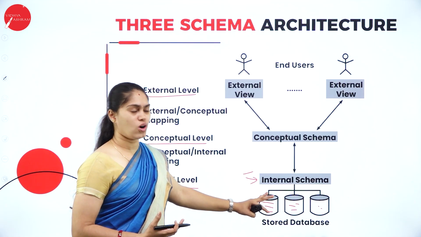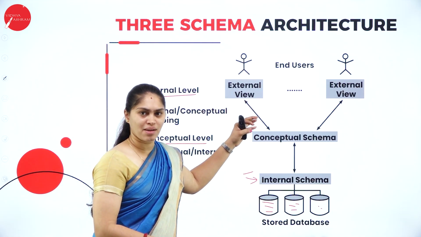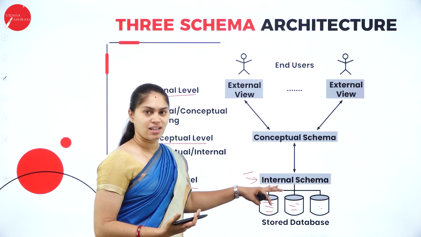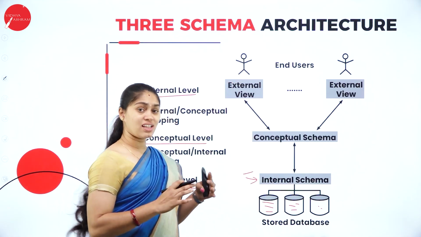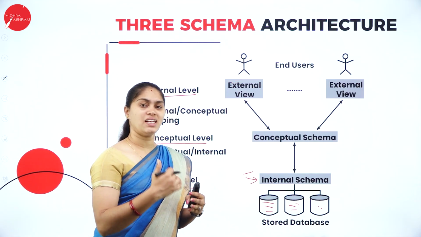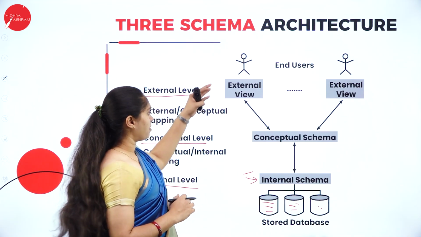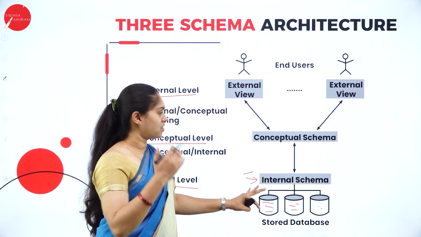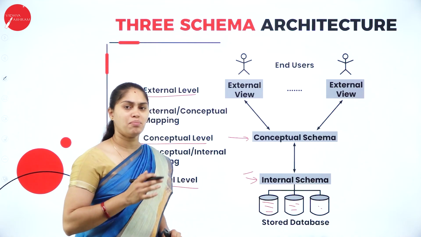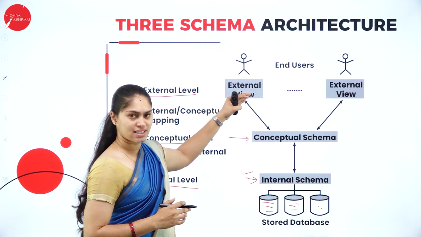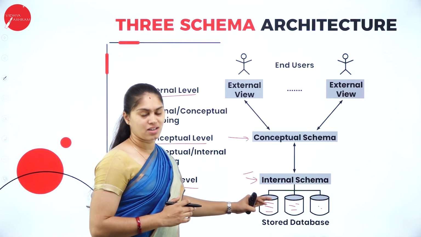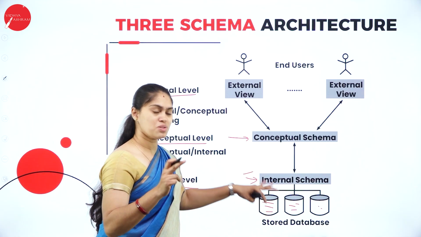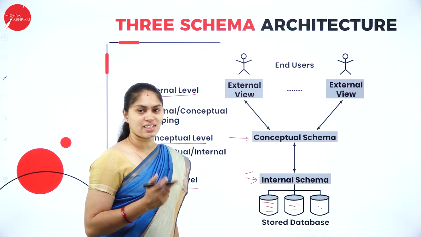How can they access it? Whatever command or request that I am sending can't be understood by this physical level. And whatever result is sent to the end user can't be understood by the end user either. Then we should have a mapping. That means if I am sending a request to the low level or internal schema, this conceptual schema should help us send the request from the external view to the internal schema. So then it can understand and process the content, and again send the result in terms that the external user or end user can understand.